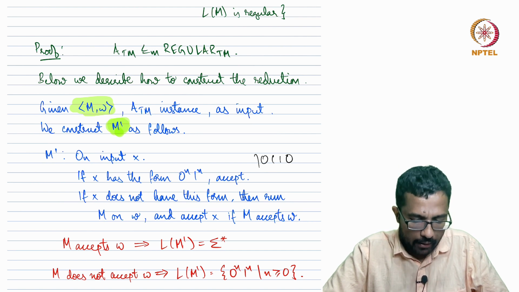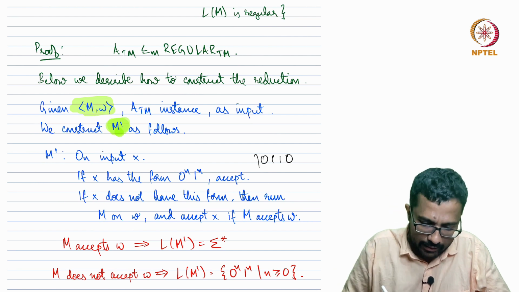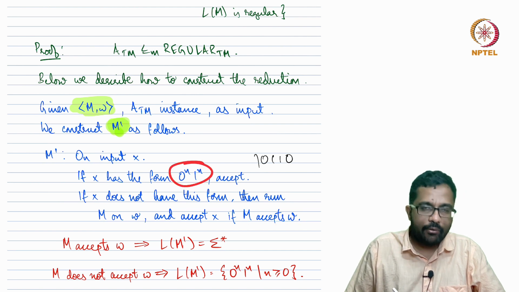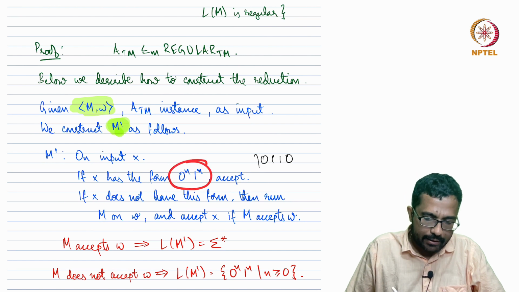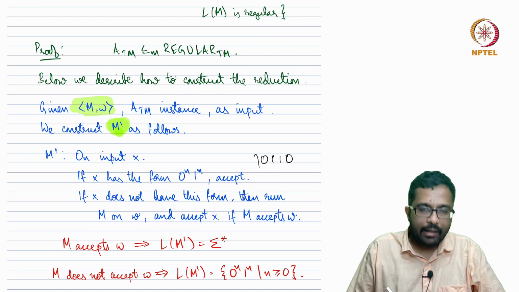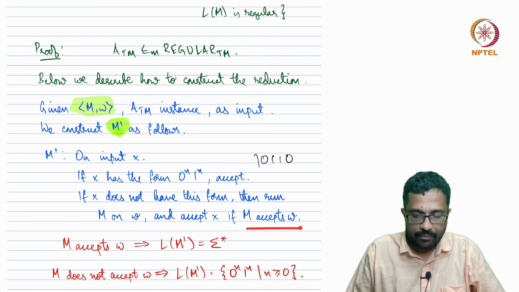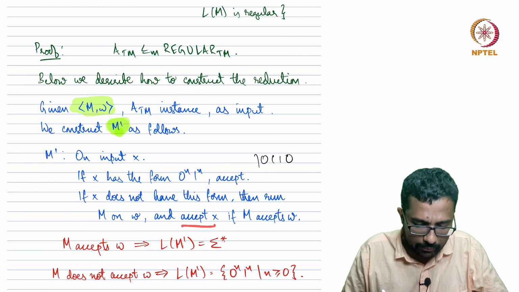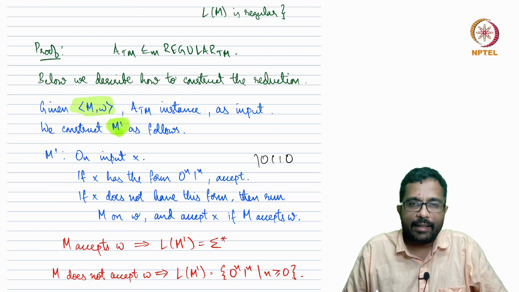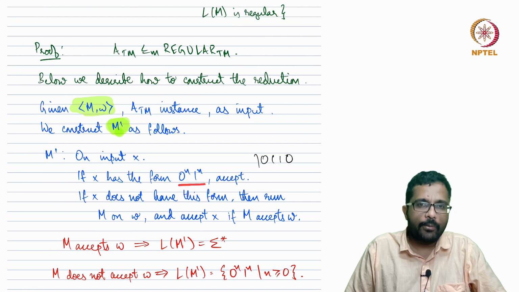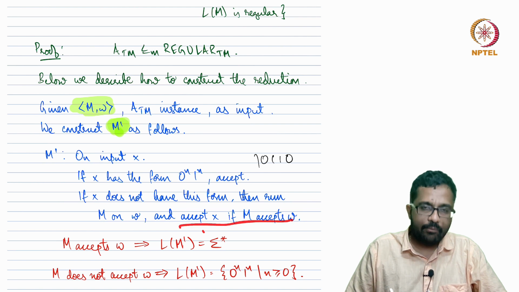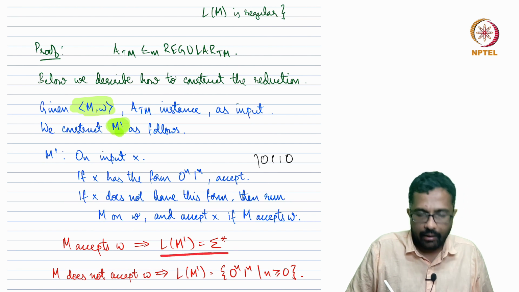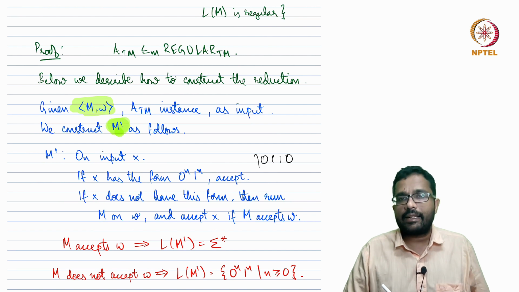So let's see both cases. Suppose M accepts w. Now all the strings that are of 0^n 1^n form are accepted. If x does not have this form, we run M on w, and if M accepts w, we accept x. So if M accepts w, we accept x, which means that all x is accepted. If x is of the form 0^n 1^n, we anyway accept. Otherwise, we accept over here. In short, all x's are accepted. In other words, the language recognized by the Turing machine M prime is sigma star. It accepts all the possible strings.